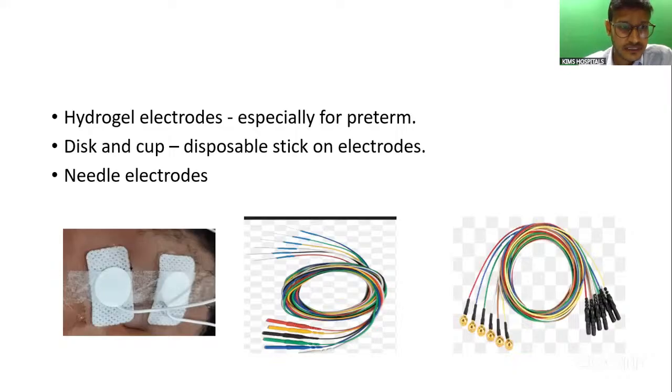Let's see how these signals are picked up. For that purpose, we have electrodes. There are three types which are predominantly used. One is hydrogel electrodes, you can see on the left side, which are most commonly used and are safe in both term and preterm neonates. Then we have disc or cup electrodes, which are disposable. And then we have needle electrodes, which are a little bit invasive and are inserted into the scalp to pick up the electrical activity. These are the three electrodes which detect the cerebral activity.